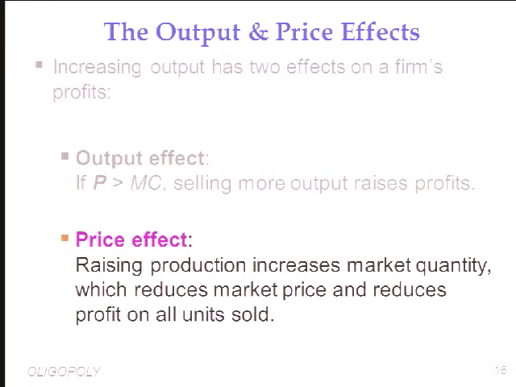Okay? All right. Now, if the output effect dominates over the price effect, then it's in the firm's interest to increase production, the oligopolistic firm. In contrast, if the price effect dominates, then it's going to be in the interest of the firm to reduce production. Right?